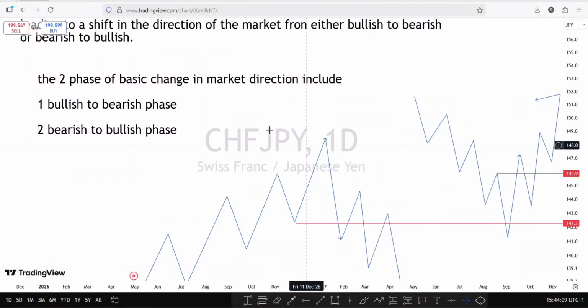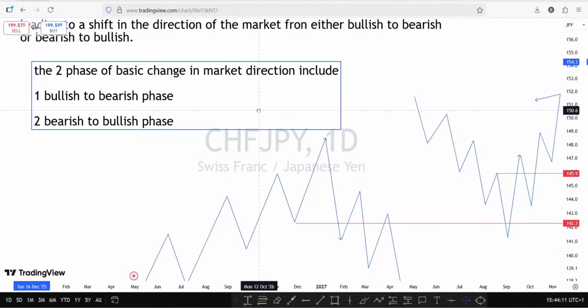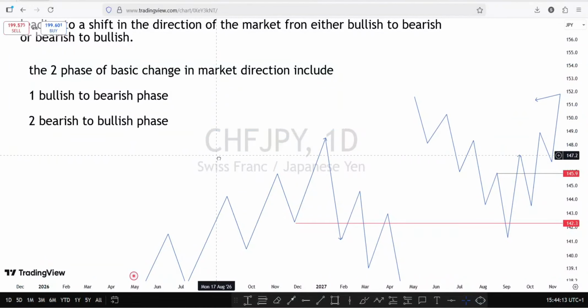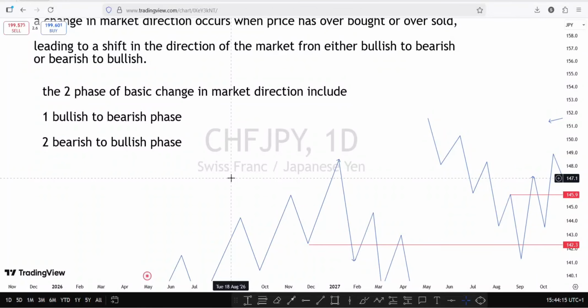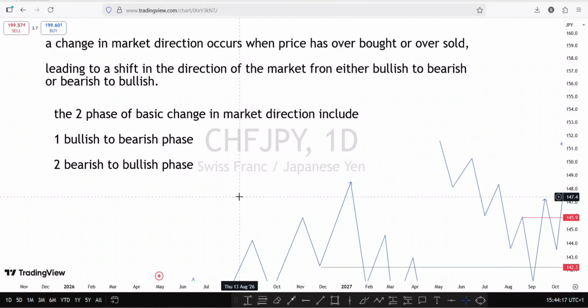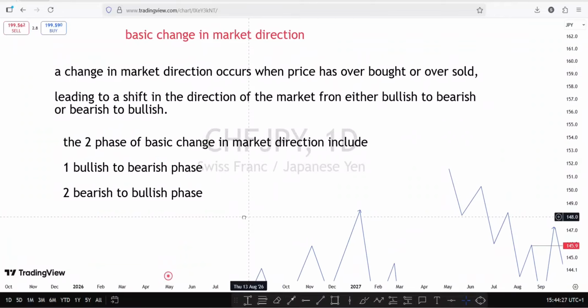This is basically what you need to understand about basic market structure. This is the foundation of everything you are going to be learning about market structure. And trust me, you need to stick to this page because I'm going to teach you a lot about market structure, how to navigate the market like a pro.